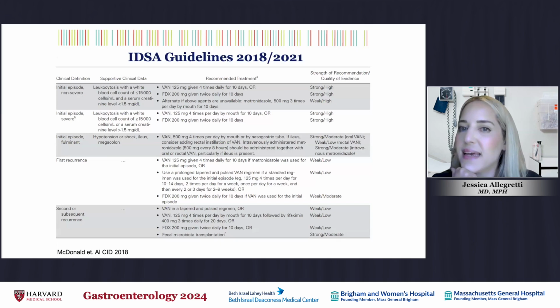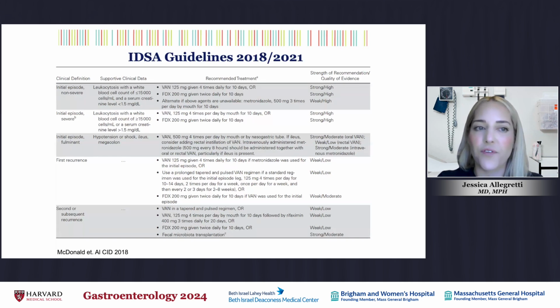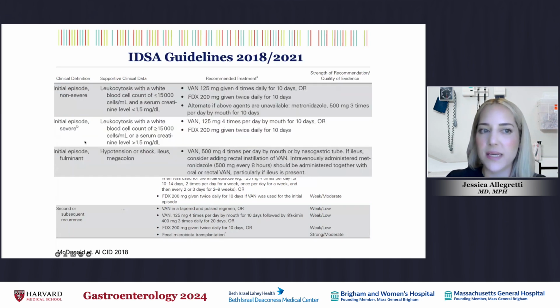And so the IDSA guidelines came up with a new set of guidelines in 2018, and they actually updated it in 2021. And what's notable here is that for first episode C. diff, whether it's severe or non-severe, vancomycin and fidaxomicin are preferred. Metronidazole is no longer considered a good first-line agent for C. diff. And I can actually tell you, I can't even remember the last time I used metronidazole to treat a C. diff infection. What's notable in the update in 2021, the IDSA came out and said that there is actually a preference for fidaxomicin over vancomycin as a first-line option.